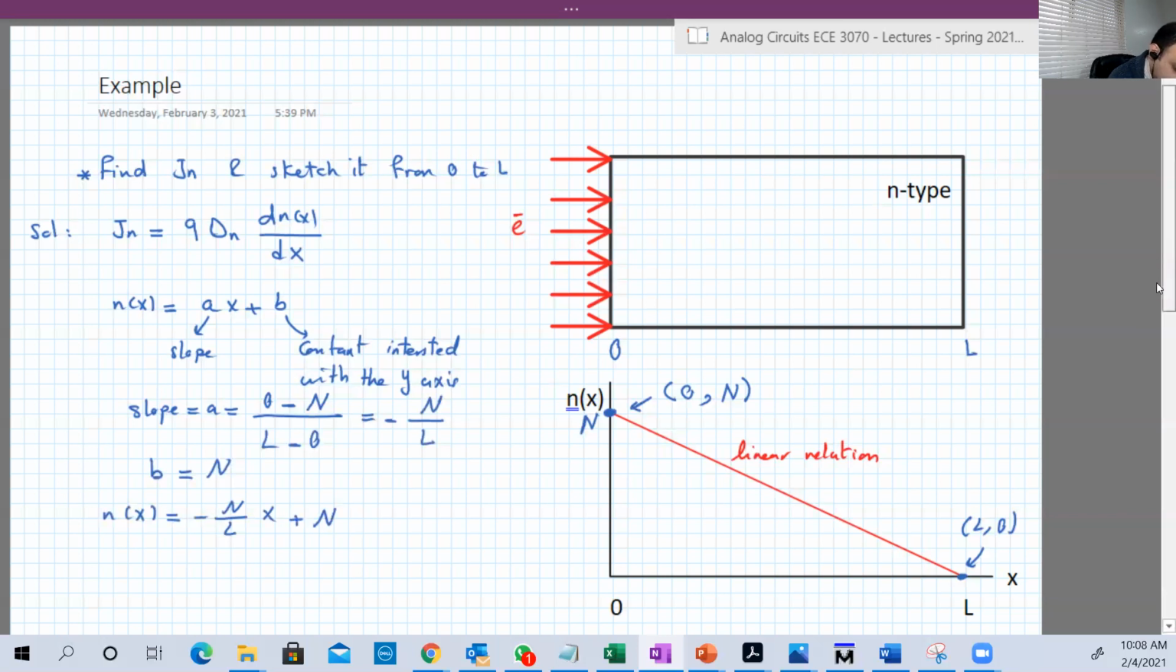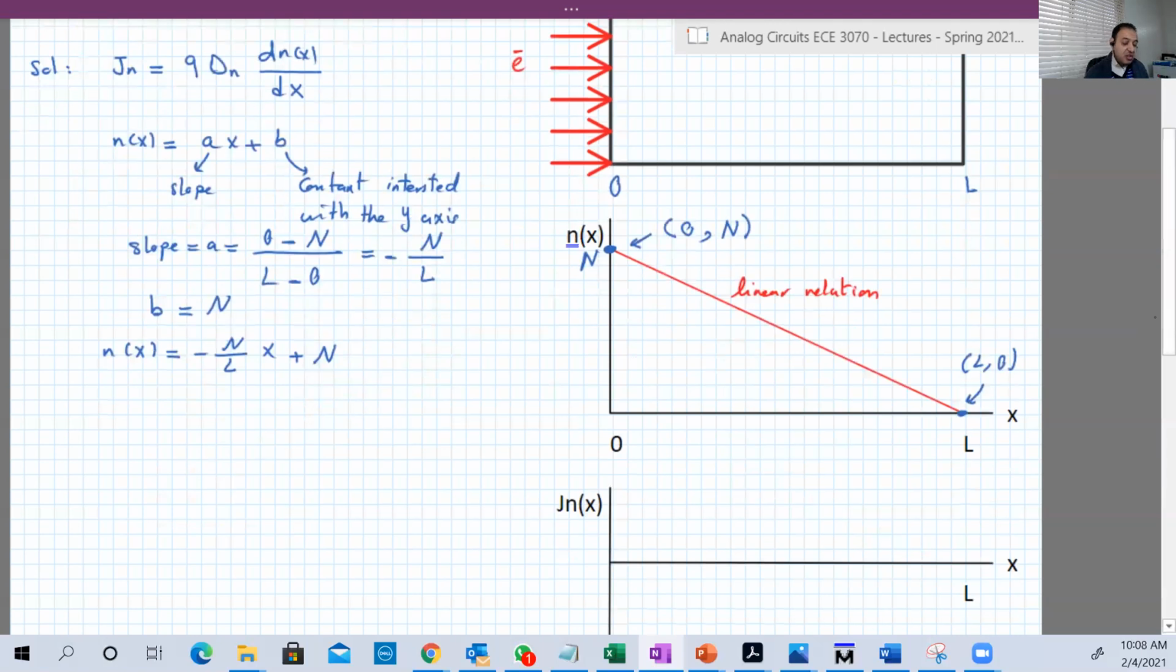And you can check over yourself if this relation is correct or not. Basically, you substitute with one of these 2 points, with x, and you should get the same y. So here, for example, x is equal to 0. If we put x equal to 0 in the relation, this term will go away. So this will give us n of x equal to n, which is correct. If we put x equal to L, L will cancel with L. So we'll have at the end n of x equal to minus n plus n, which is 0. And that's correct. Okay, good.